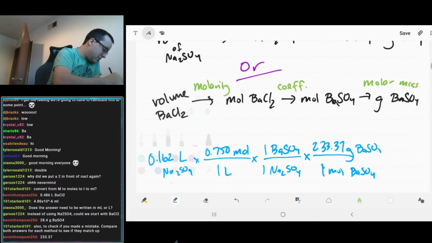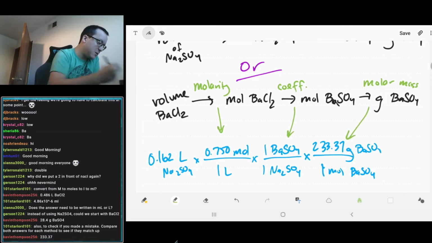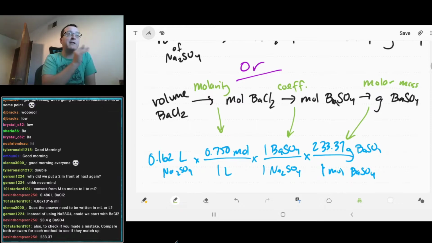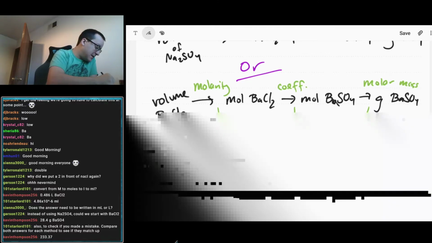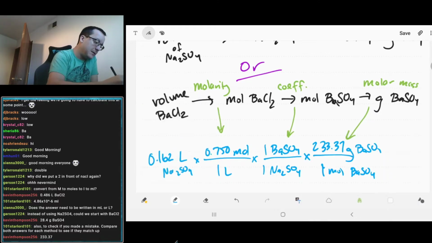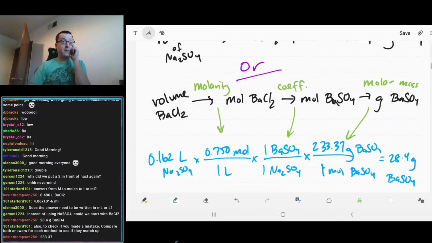So remember, just like before, these are the conversion factors we're using. We have our molarity given to us in the problem. We have our reaction coefficient in the middle, and we have our molar mass at the end. And then, doing this, apparently we get 28.4 grams of barium sulfate.